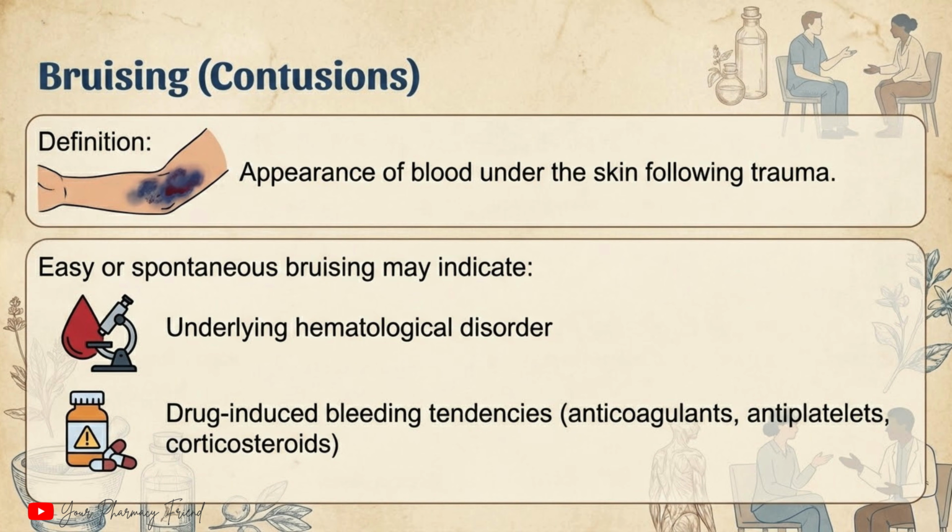Next, we have bruising, which is the accumulation of blood under the skin following trauma. While usually minor, easy or spontaneous bruising may indicate an underlying hematological disorder or drug-induced bleeding tendency, for example from anticoagulants, antiplatelets, or corticosteroids. It is important to ask patients about frequency and severity to determine if referral is necessary.